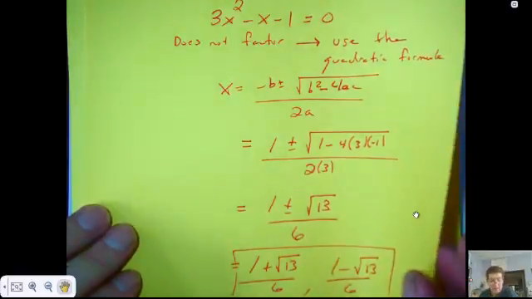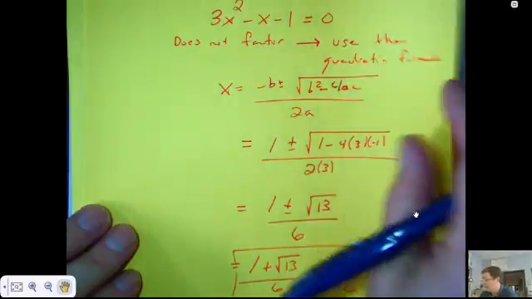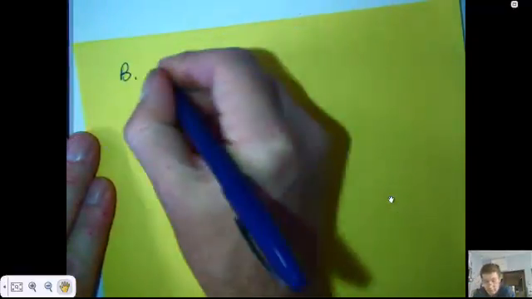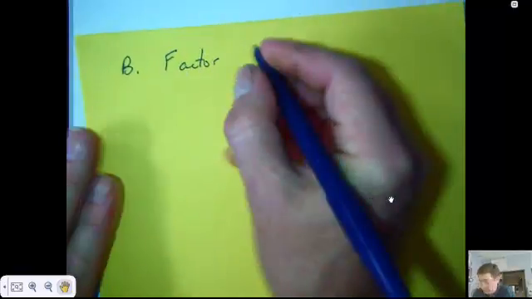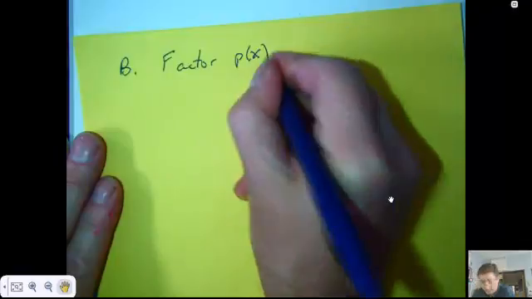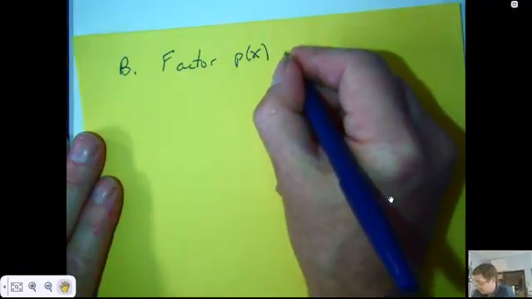Last question. And this type of question, again, I don't remember on the assignment, but is factoring the polynomial into linear factors. So I'm going to put this as a B. So factor P of X, whatever P of X is, into linear factors.